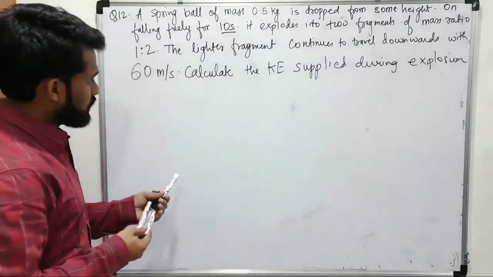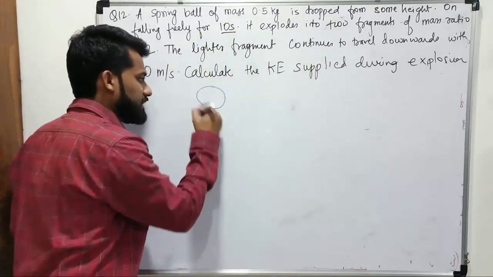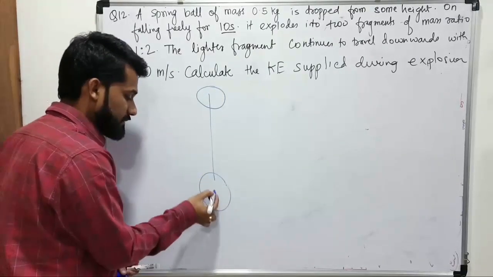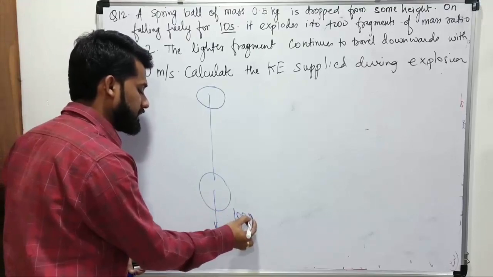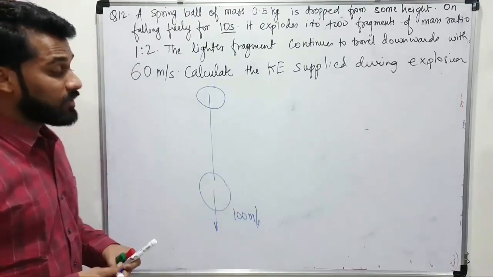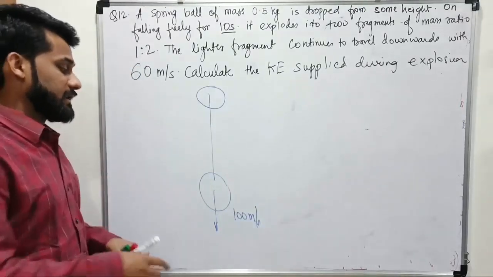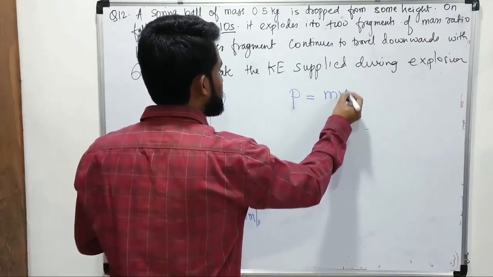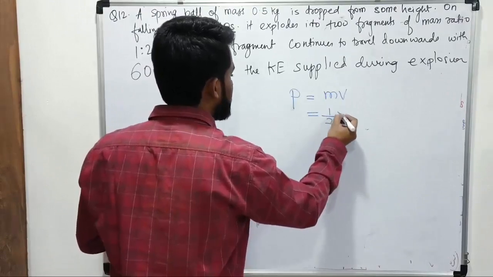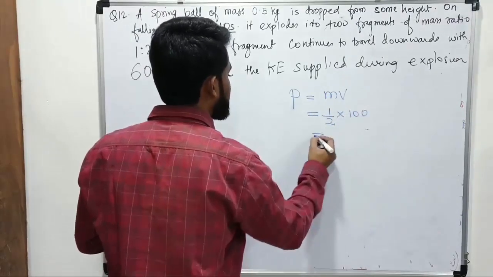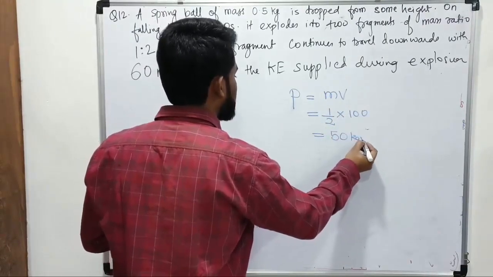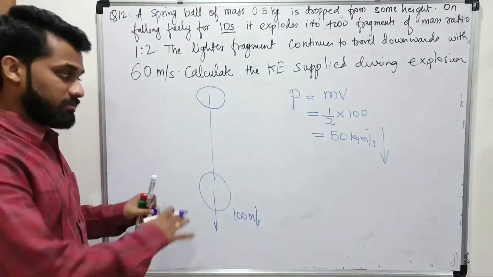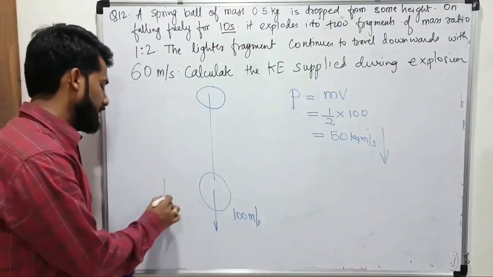right? So when the spring ball is released from a certain height, after 10 seconds, what is the condition? Its speed is 100 meters per second. So what is the momentum of that ball at that particular instant? The momentum of the ball will be mass times velocity, that is half into 100, that is 50 kg meter per second in downward direction. This will be the momentum of the system before explosion, its state at t equal to 10.